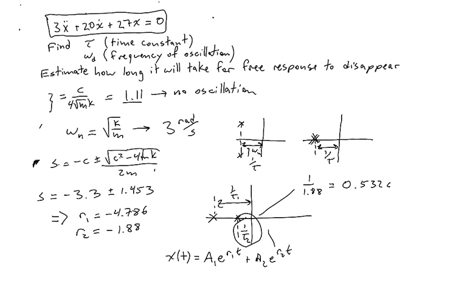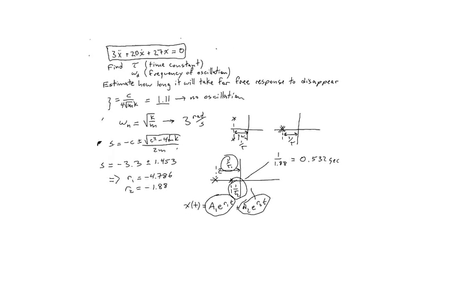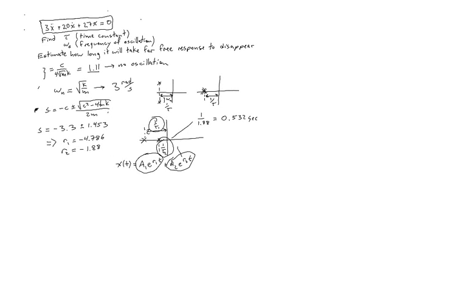That's going to be about 0.532 seconds. If you do the same thing for this one, it's going to be 1 divided by 4.8, which is more like 0.2 seconds. So it decays a lot faster. So this one goes away while this one is still decaying. So the overall system is really dominated by the slowest of the two roots. And so we know this is tau right here.